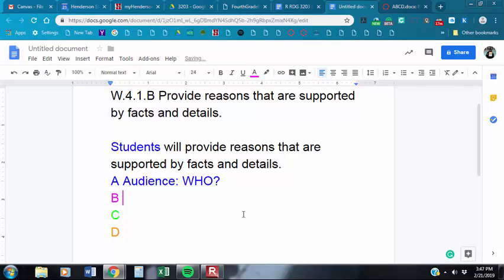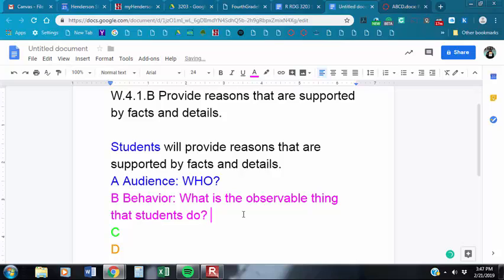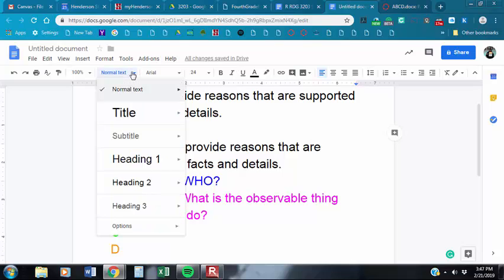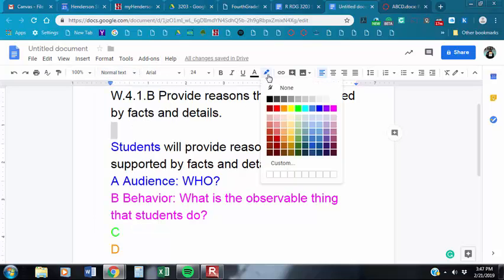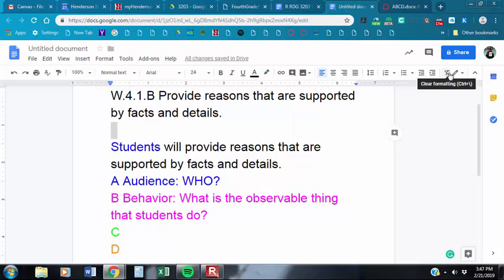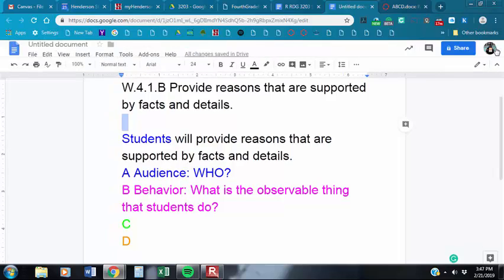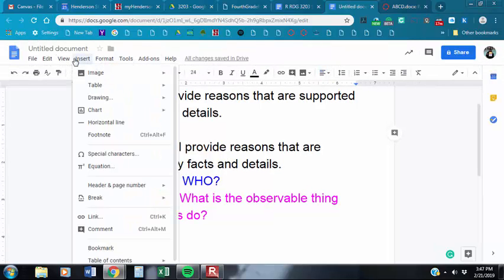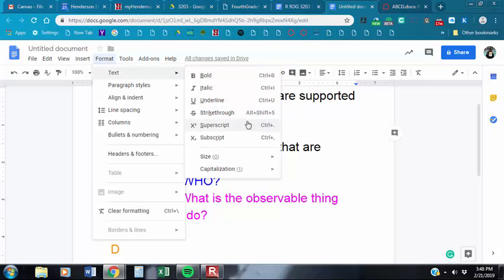I'm babbling. Okay. B stands for behavior, and that is the observable thing that students do. Oh my gosh, I can't type in public. It has to be observable. Let me tell you what not to do. Don't do this. I'm going to do this in red, and I'm going to strike it out if I can remember how to do that. No, that's not it. Is it this? No. Oh, good gravy. There we go. Strike through.